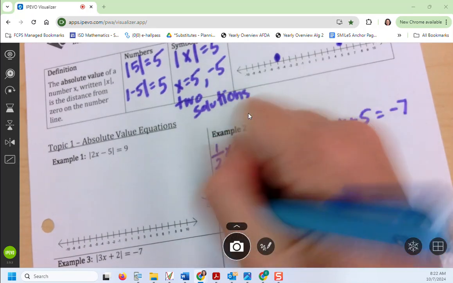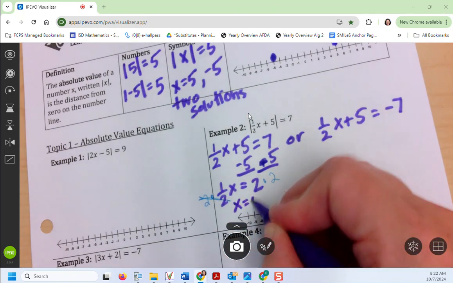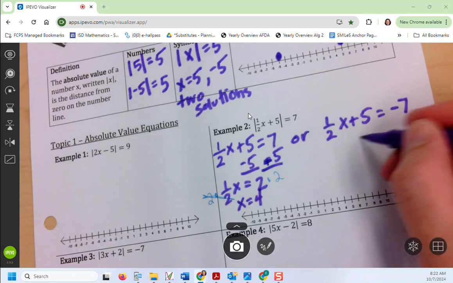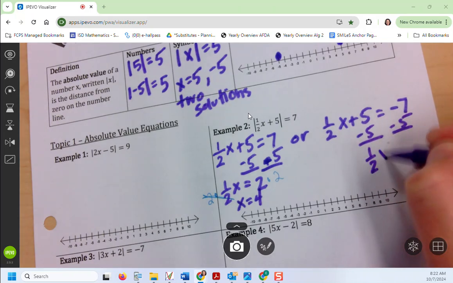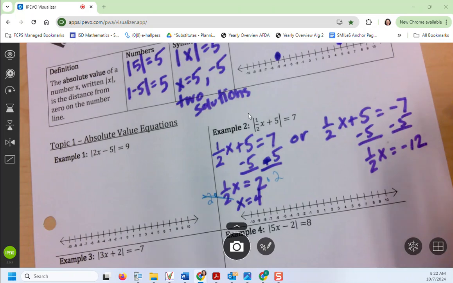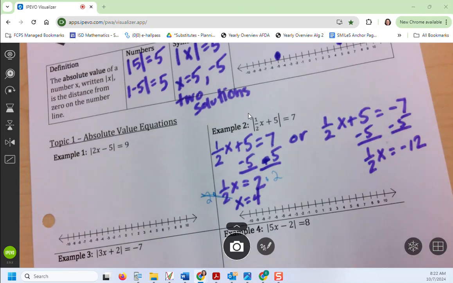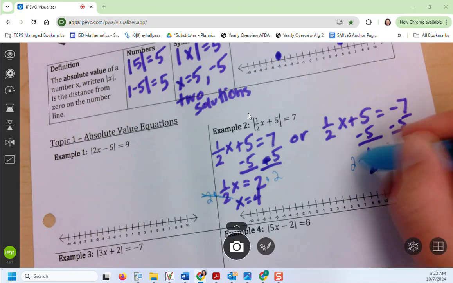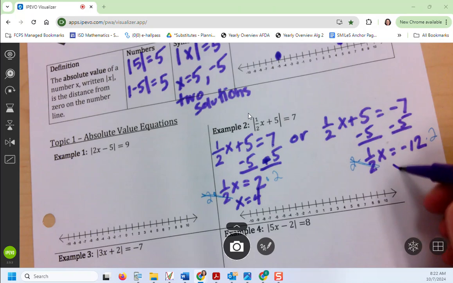Multiplying by 2 will cancel these out, so I get 1x. So I get x equals 4 for this answer. And then on the other one, I'm going to subtract the 5. I have 1/2 x equals negative 12. Thank you. And I could do the same thing. I could either divide by 1/2, or I could multiply by 2 on both sides, whichever one you prefer. And then I get x equals negative 24, which is not even on this number line, unfortunately.